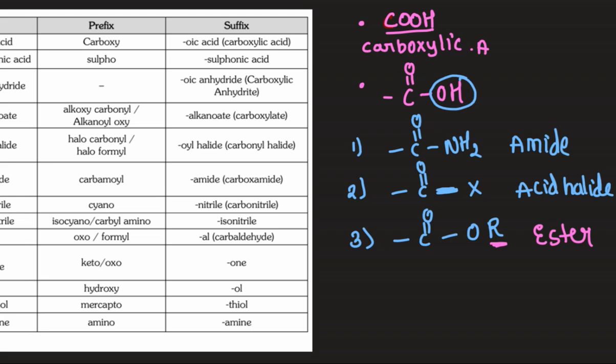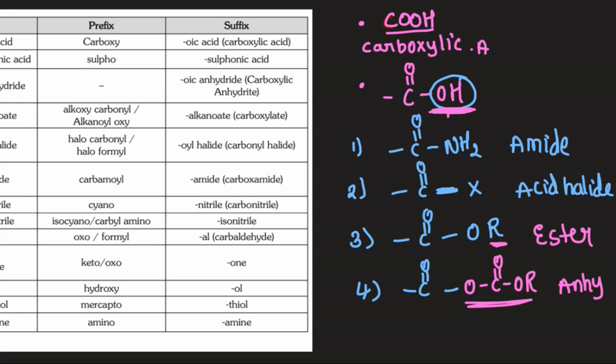Next, if I replace this with an OC double bond OR group, then you should call it anhydride. This one OH is replaced by these many groups. So there are a total of 4 family members of carboxylic acid. But who is the first priority? Carboxylic acid. After that, the family members of carboxylic acid. Now you will ask, ma'am, there are 4 members, so if I get amide and ester, which one should I give priority? That priority list I will also help you with. So I think you understood the family members of carboxylic acid.